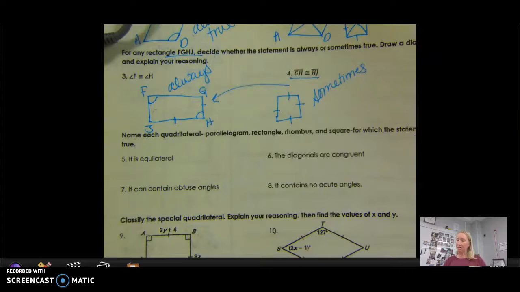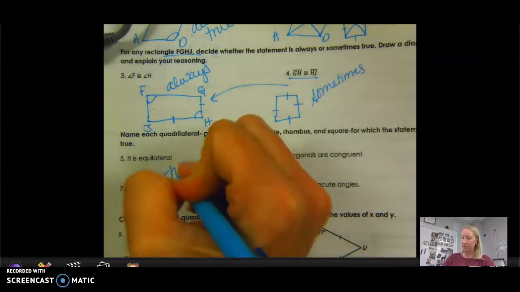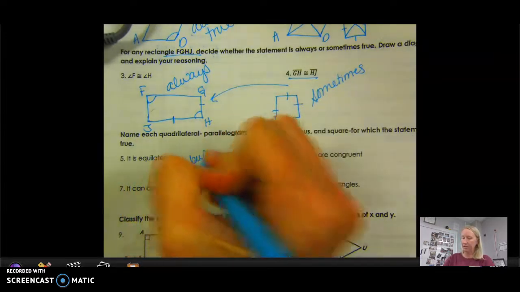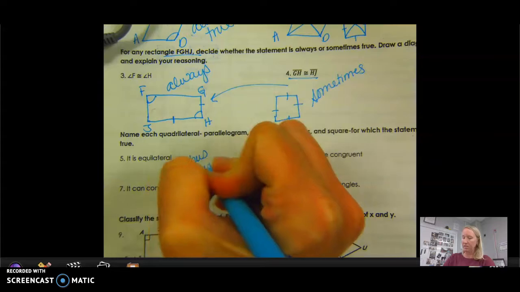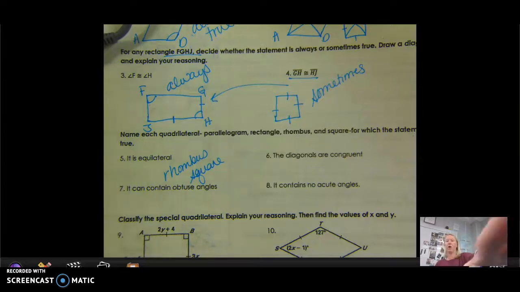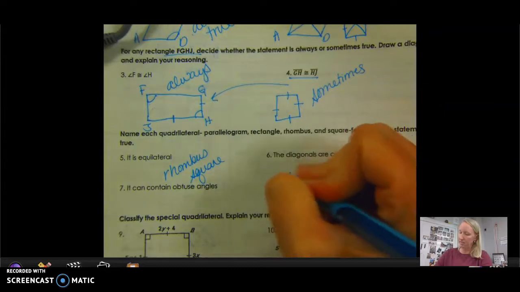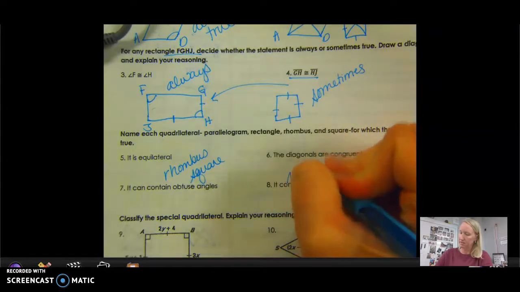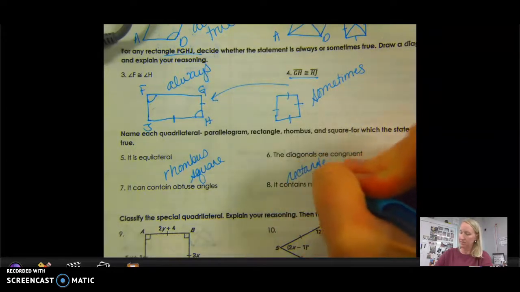Name each quadrilateral, parallelogram, rectangle, rhombus, and square for which the statement is true. So it's equilateral. That means all sides are equal. So that would be a rhombus and a square. Go ahead and pause me and try 6, 7, and 8, and then unpause me when you're done. This next one, so this has to be true at all times for this figure for us to write it down. The diagonals are congruent. So that would be a rectangle and a square.